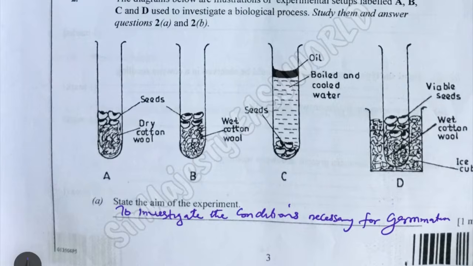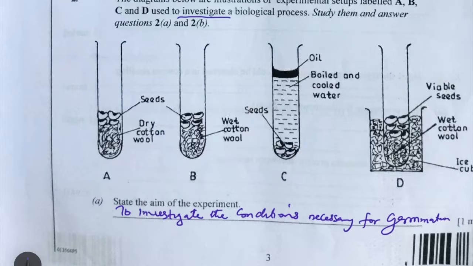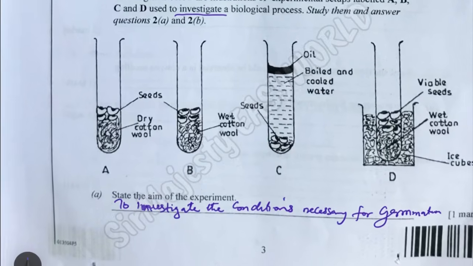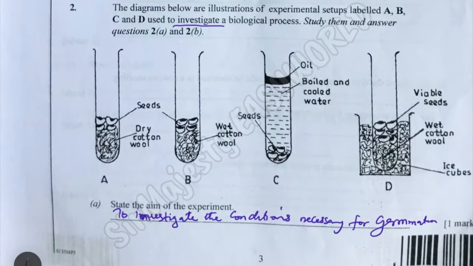Necessary for germination to occur. Okay, so to investigate, according to them, they said illustration of experiment steps up to investigate because they use investigate. So it's better you use also investigate in your answer. To investigate the conditions necessary for germination. So we go on.